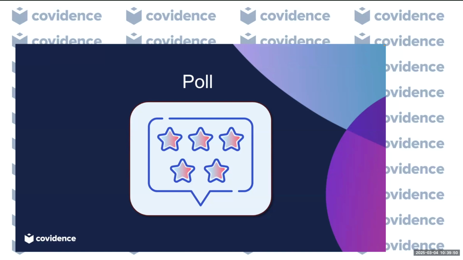Okay, so we have some positive shift here based on the results. So we now have 3% who are not confident at all. In the beginning, this was the majority. We also have 66% who are now somewhat confident, and 31% are very confident. So yeah, I hope that you've learned something new today and that you'll be able to start using Covidence for your review project.